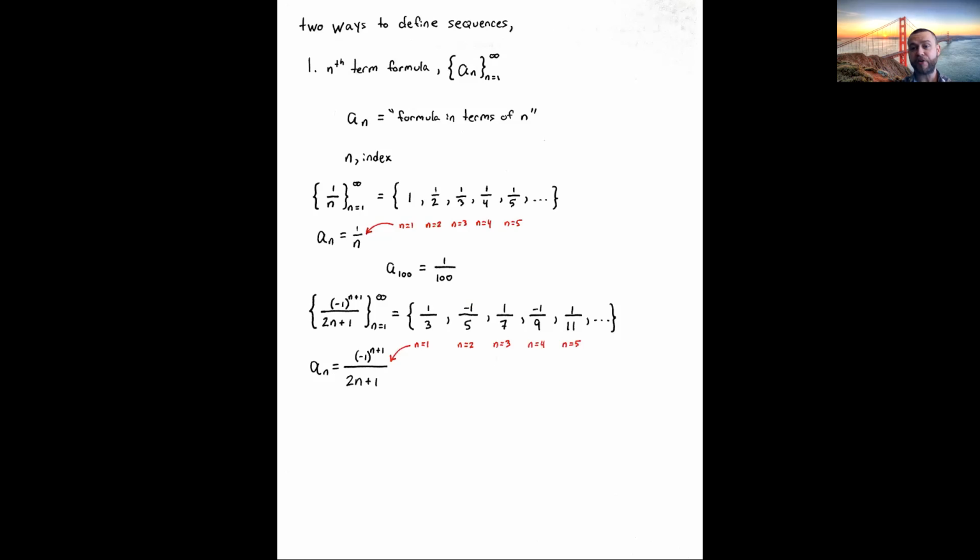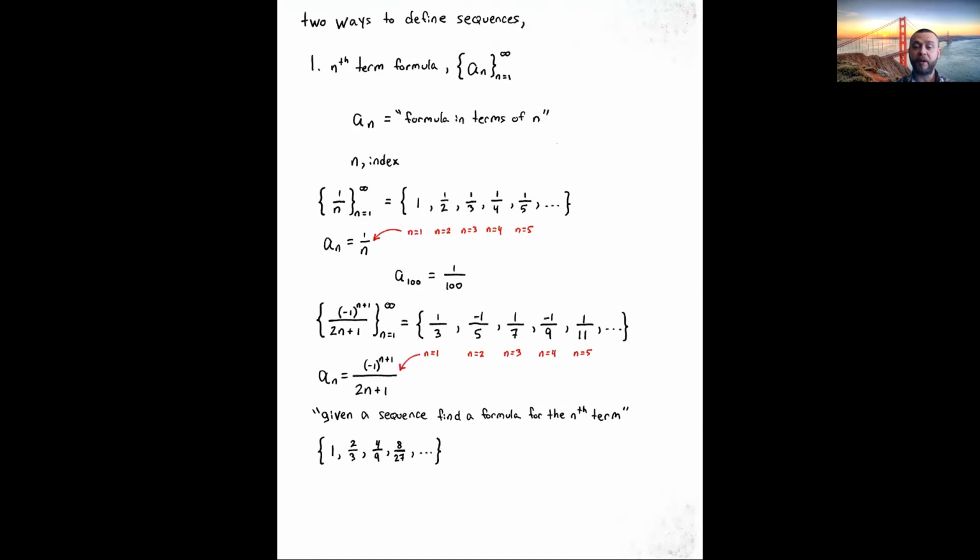Notice the expression 2n plus 1 is an odd number when n is an integer. And then the numerator, -1 to the n plus 1, is alternating the sign back and forth. So for the third term, we should get +1/7, then -1/9, then +1/11. If you were to continue, you should find the sixth term in the sequence is -1/13.